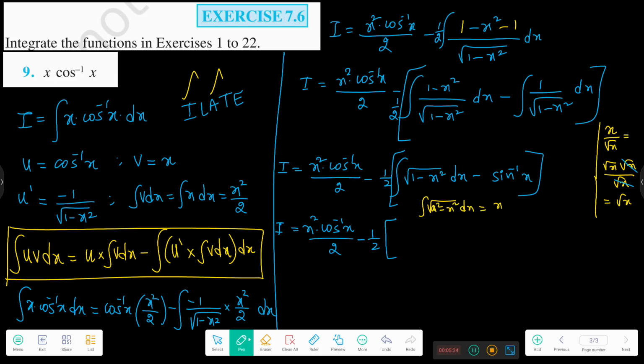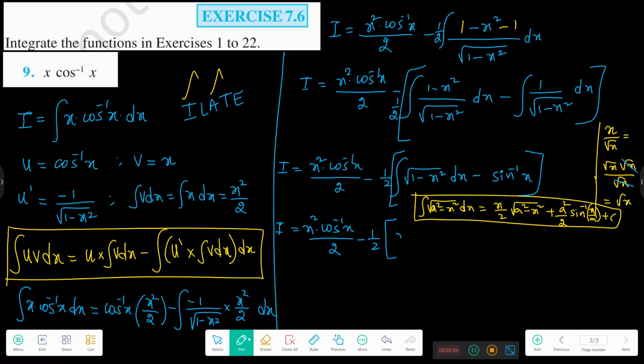What we can say is x divided by 2 square root of a square minus x square plus a square divided by 2 into sin inverse x divided by a plus c. So this is the formula I am going to use for this one.